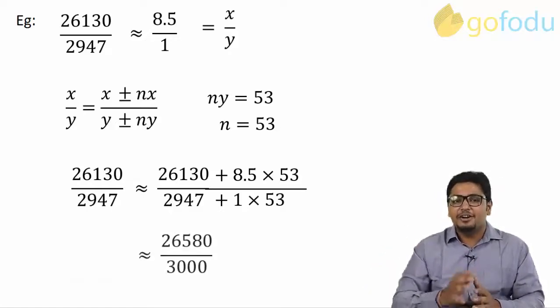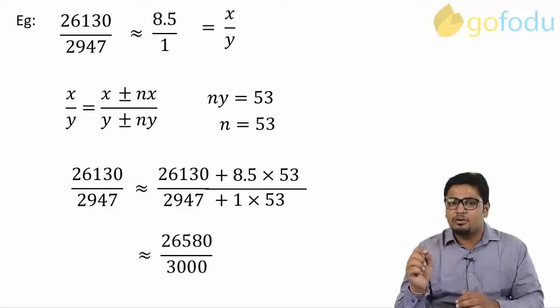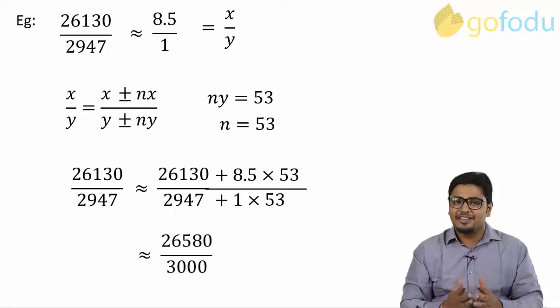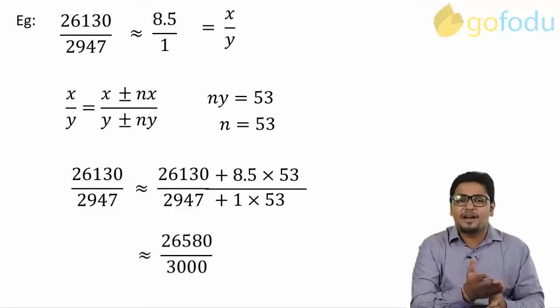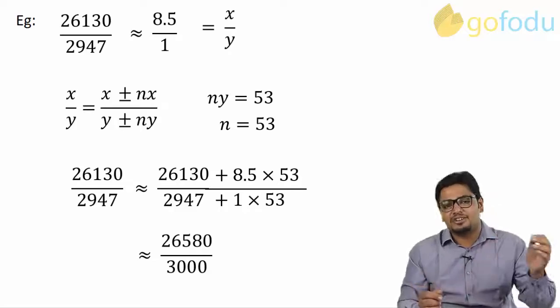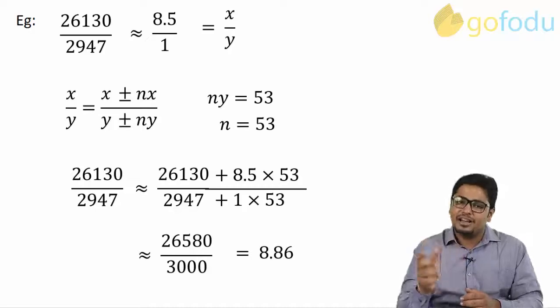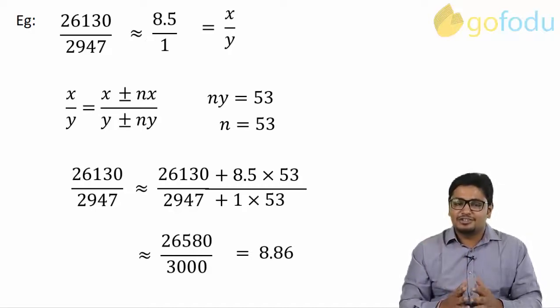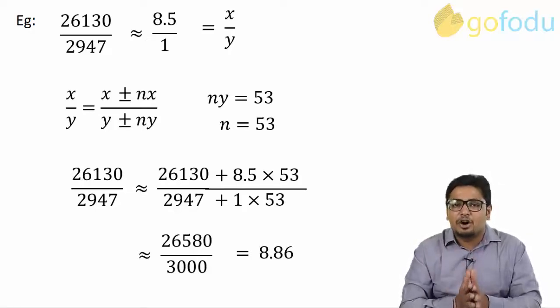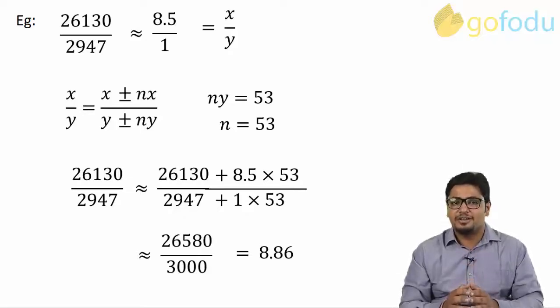Finally, we get 26580 by 3000. This is easy. Divide by 3 and put a decimal at 3 places from the right. This will come out as 8.86. So, while adjusting the denominator, always remember to balance the fraction.